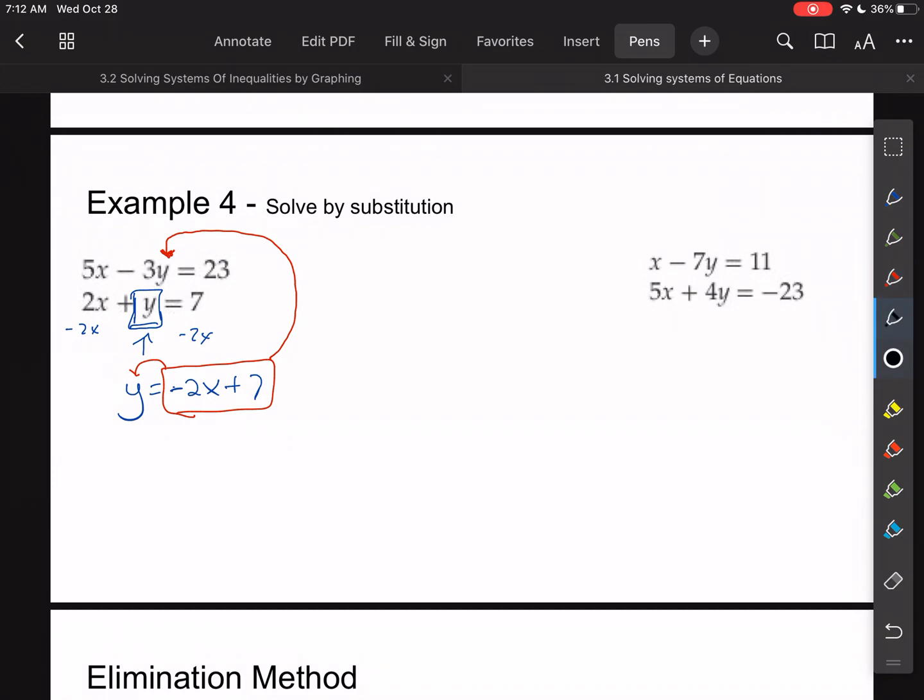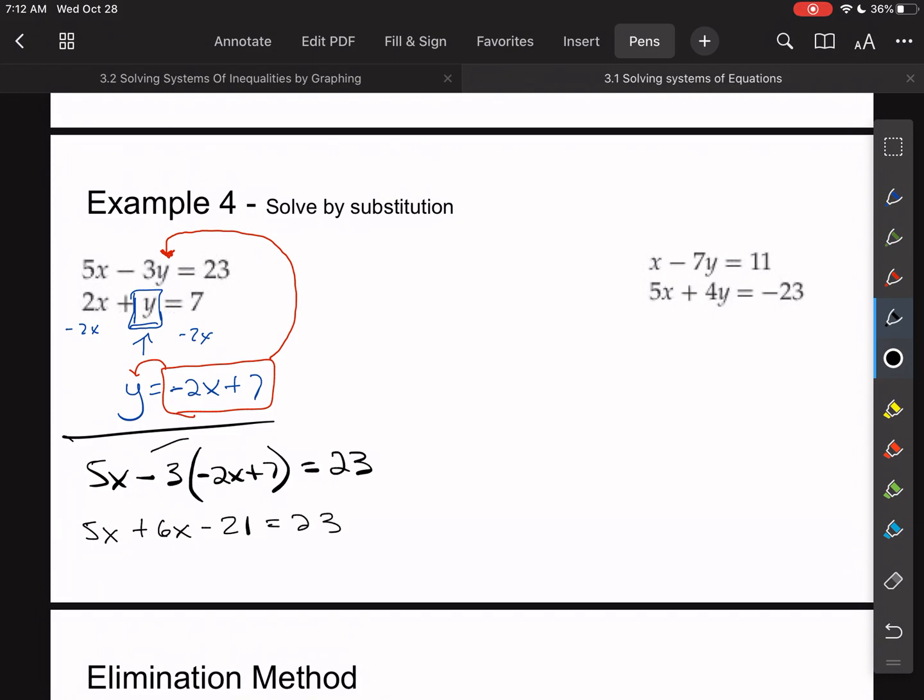All right, so here we go. Let's plug it in. So we have 5x minus 3, using parentheses, times negative 2x plus 7, always use parentheses, equals 23. Then we're going to simplify this out. So we have 5x, negative 3 times negative 2x is positive 6x, and negative 3 times 7 is negative 21. I'm just distributing it out.